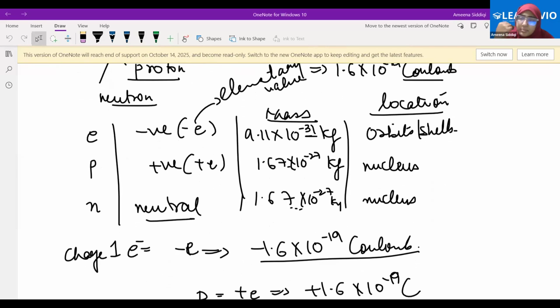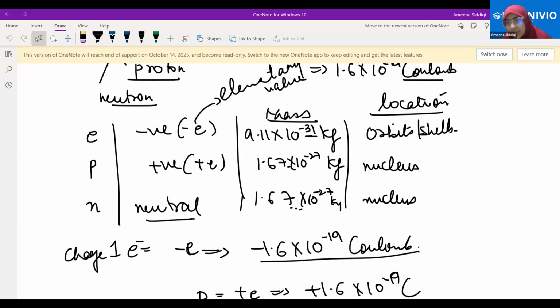Neutrons are neutral. Mass: the mass of an electron is 9.11 into 10 raised to the power -31 kg, whereas the mass of proton and neutron is into 10 raised to the power -27 kg. So the mass of the electron is very, very small in comparison to the mass of the proton and the neutron, whereas the mass of the proton and the neutron are almost equal.